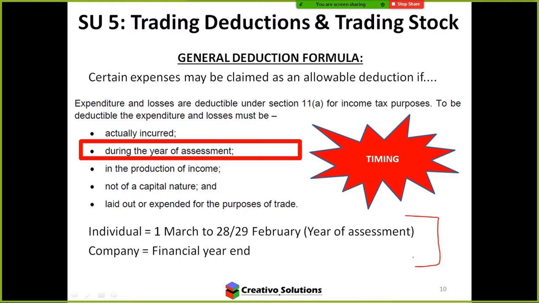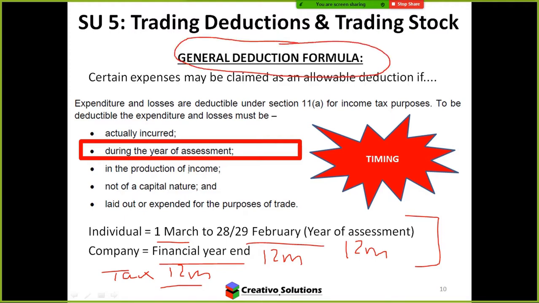Right, during the year of assessment, we spoke about a year being how long? How long is a year in terms of tax and accounting? Twelve months, March to February. Financial year, twelve months. Tax year, twelve months. Everything's twelve months here, but it must be during the year of assessment. So the general deduction only applies if it's during the year of assessment.